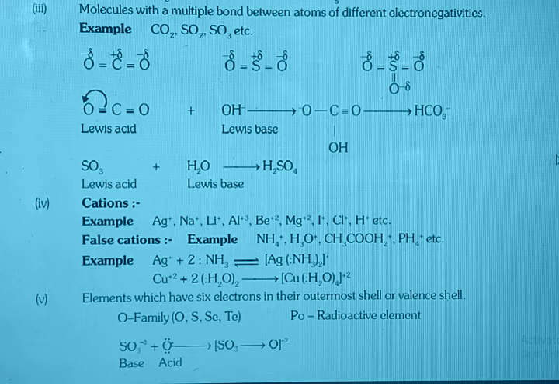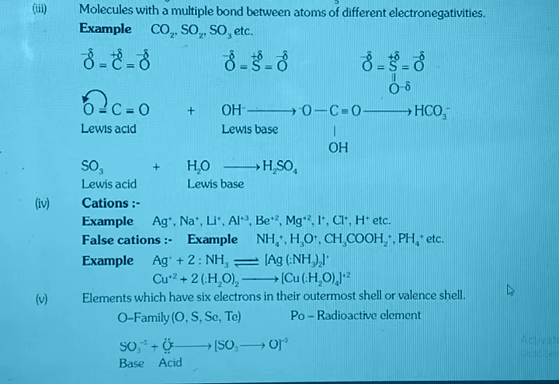Now in the cations you can see silver plus, sodium plus, lithium plus, aluminum 3 plus, beryllium 2 plus, magnesium 2 plus, iodine plus, Cl plus, H plus. These all are Lewis acids.